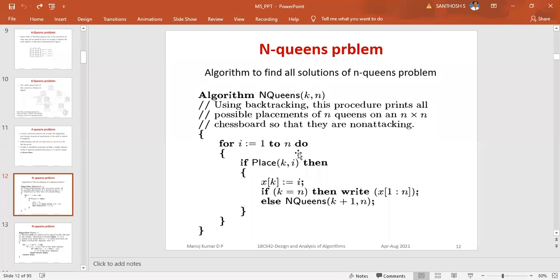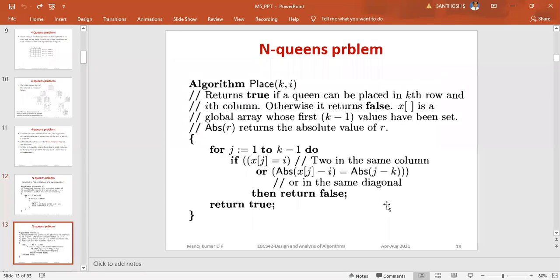For i equals 1 to n, if Place(k, i), x[k] = i; if k equals n, then write x[1 to n], else NQueens(k+1, n). So what will Place do? It returns true if the queen can be placed in the kth row and ith column.